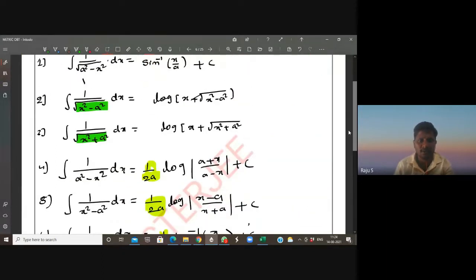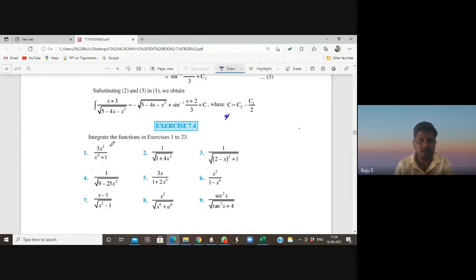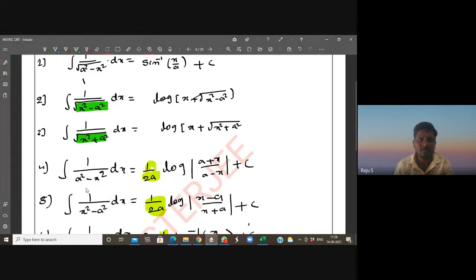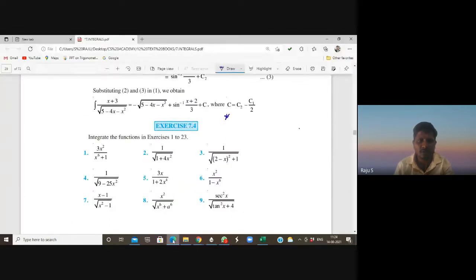Let's see here. I'm going to change the given integrand into any one of the standard integrations, like any one of these formulas. Okay, students, see here. By seeing the question itself, we can say which formula we can apply here. So here, without square root, is there any plus or minus in between these two? Without square root, there is no minus in between. So we can apply this for this question.